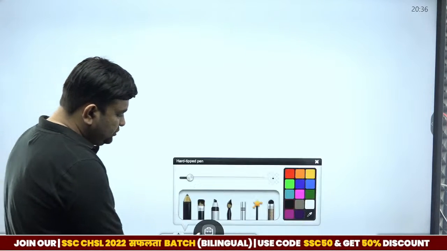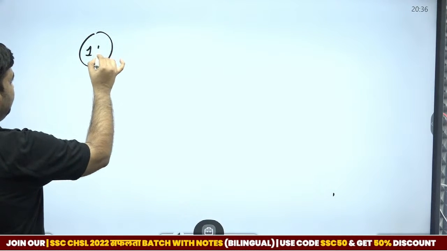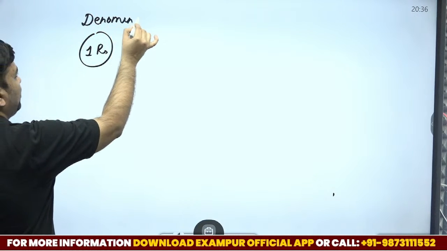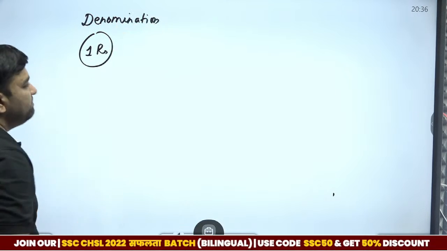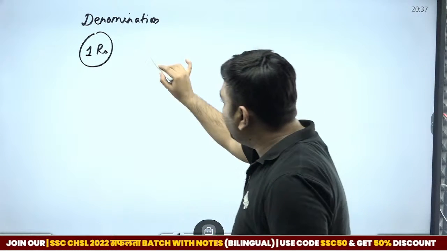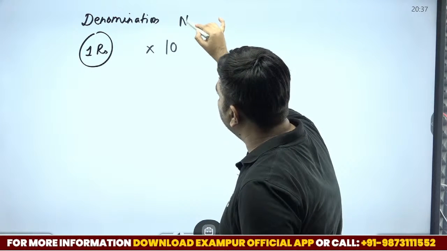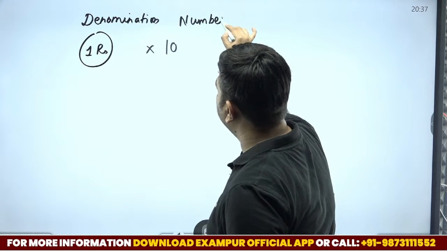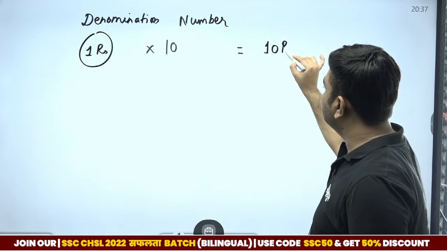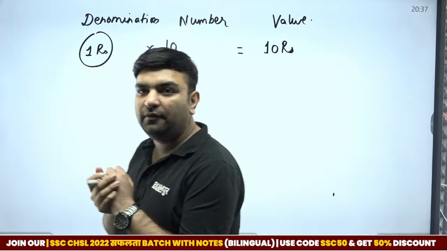So guys, first I want to tell you something about coins. Let's suppose this is a 1 rupee coin. This 1 rupee is called the denomination. Denomination means what is printed over the coin. And you collect 10 coins of it. So 10 is the number. 1 rupee, 10 coins will form 10 rupees. So this 10 rupee is the value.